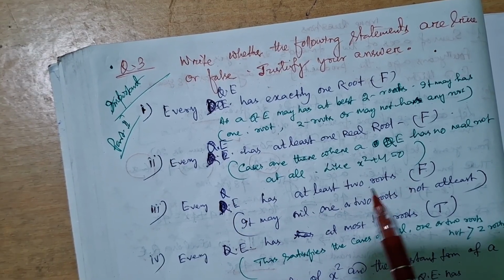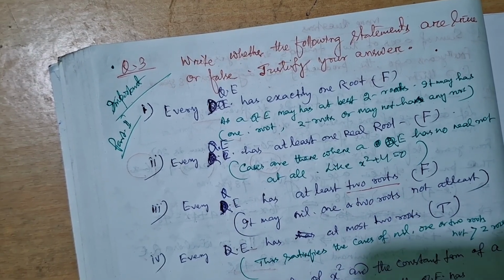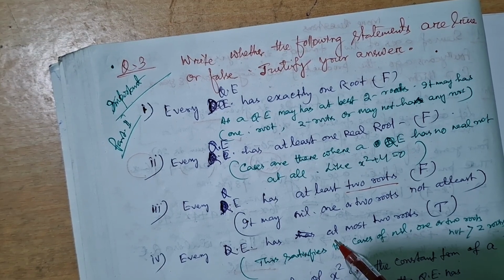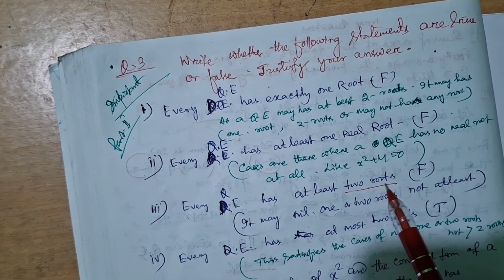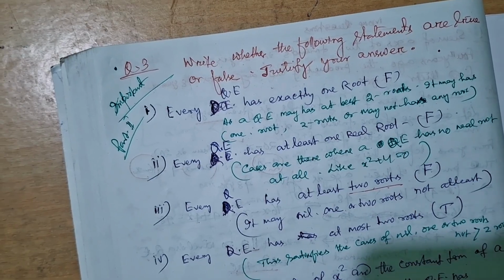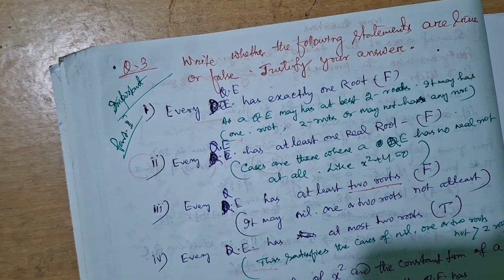Every quadratic has at least 2 roots. At least means it must have 2 roots. It does not mean like that. It may be one root, but at least 2 roots means it must have 2 roots or more than 2 roots. So it is also false.